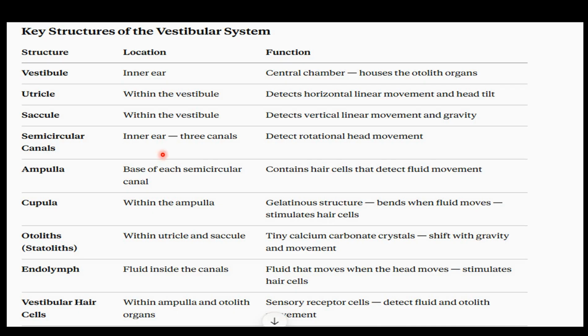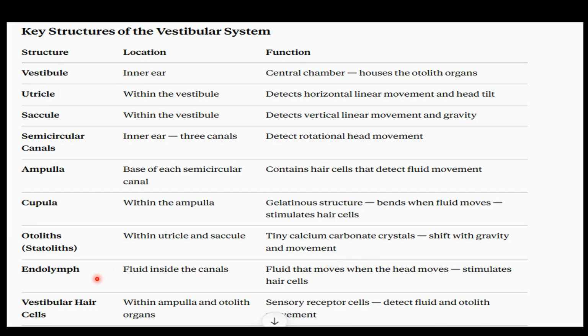After that we have the semicircular canal, in the inner ear, that detects rotational head movement. Then we have the ampulla, which is the base of the semicircular canal, and it contains hair cells that detect fluid movement. After that we have the cupula within the ampulla, a gelatinous structure. It bends when the fluid moves and stimulates the hair cells. Then we have otoliths within the utricle and saccule, tiny calcium carbonate crystals that shift with gravity and movement.